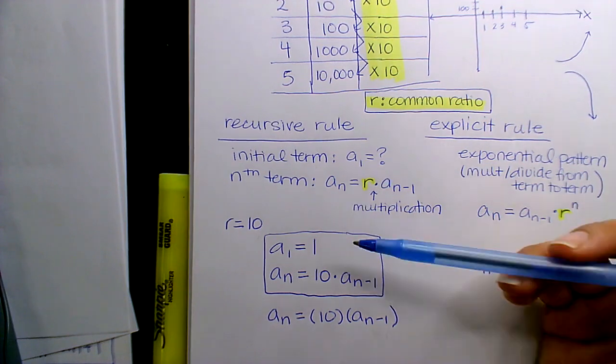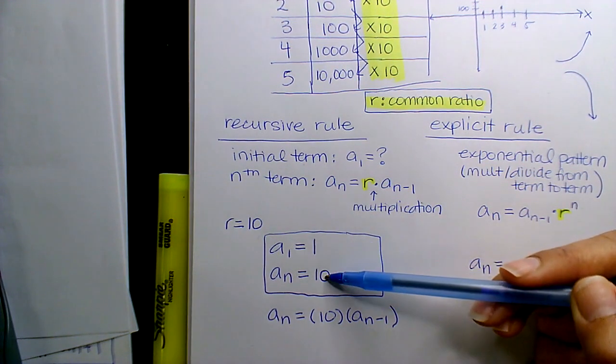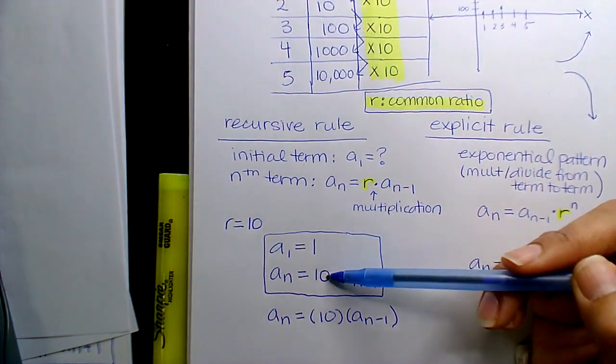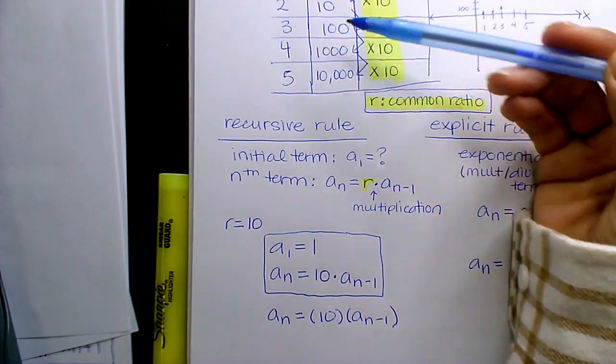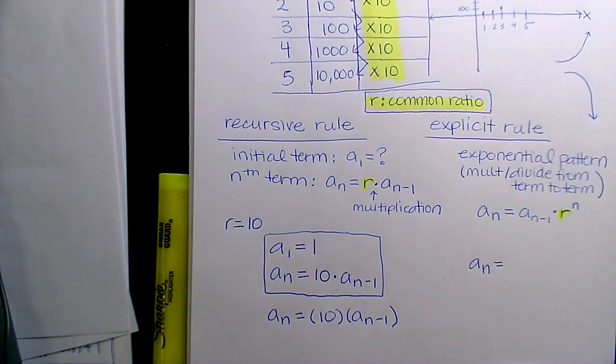And so that says you start at 1, and as you go from term to term, 1 times 10 gives me 10. 10 times 10 gives me 100. 100 times 10 is 1,000, and so that's your recursive rule. Like I said, you guys are good with this.